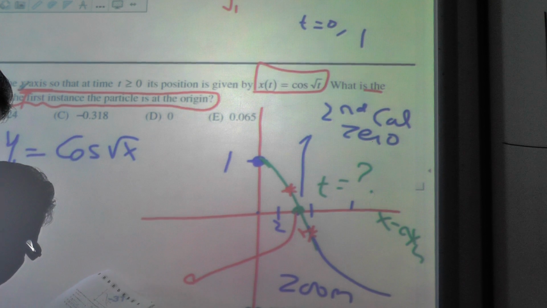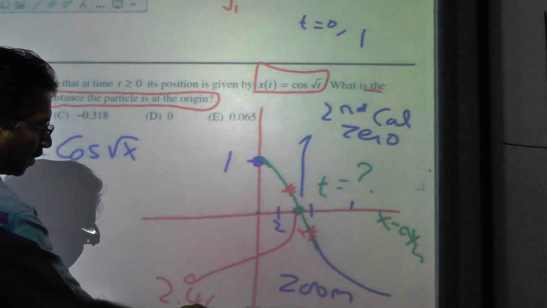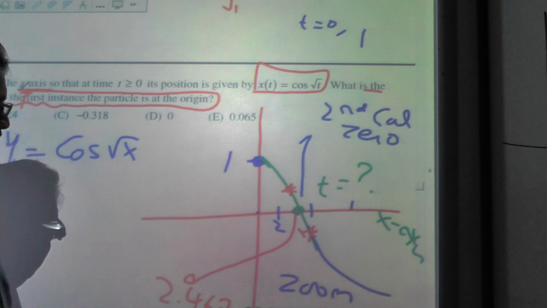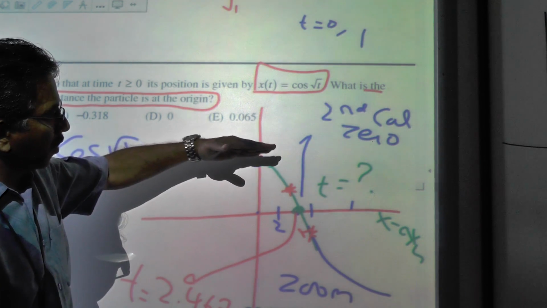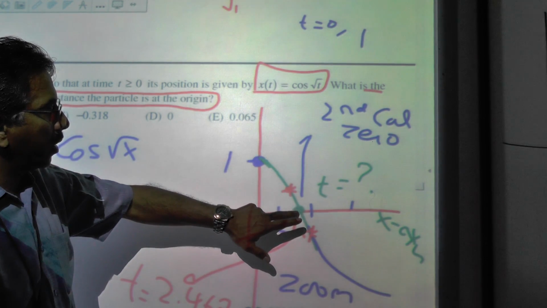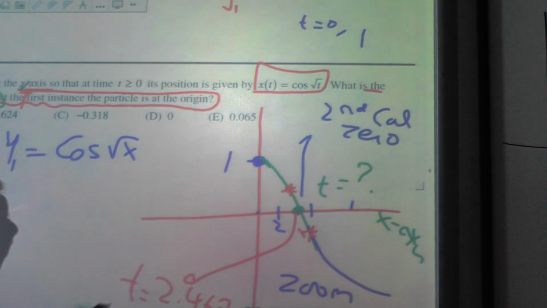I think I made a mistake, let me check. 2.4667. So at t equals 2.4 seconds, that's where the particle goes back to the starting point and goes towards the other side, the negative distance. But let's see now, we need to figure out the velocity. So this one I'll write here, x of t. Take the derivative of this.